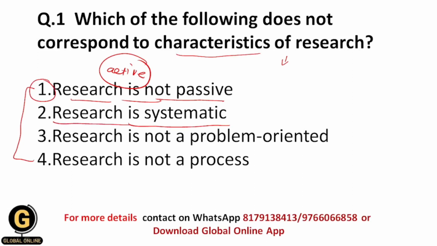Research is systematic, as we have seen, so it is also its characteristic. Research is not problem oriented. That means in research we find the solution to our problems, so it is problem oriented, and this is also a characteristic of research. Research is not a process. As we have seen, research is a systematic process that includes a number of steps, for example introduction, objective, literature, hypothesis, and so on. So research is a process, but here research is not a process is given, so this is incorrect and not a characteristic of research. The correct answer is 4.